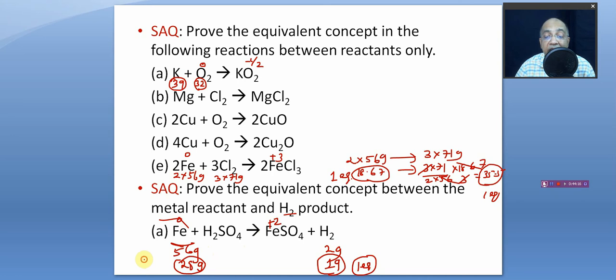This is 1 equivalent of iron in this reaction, and hydrogen, 1 gram, is also 1 equivalent of hydrogen in all reactions. It has no variable valency, only one. Whether it forms hydride or hydrogen ion, whatever, the change in oxidation number per atom is 1.